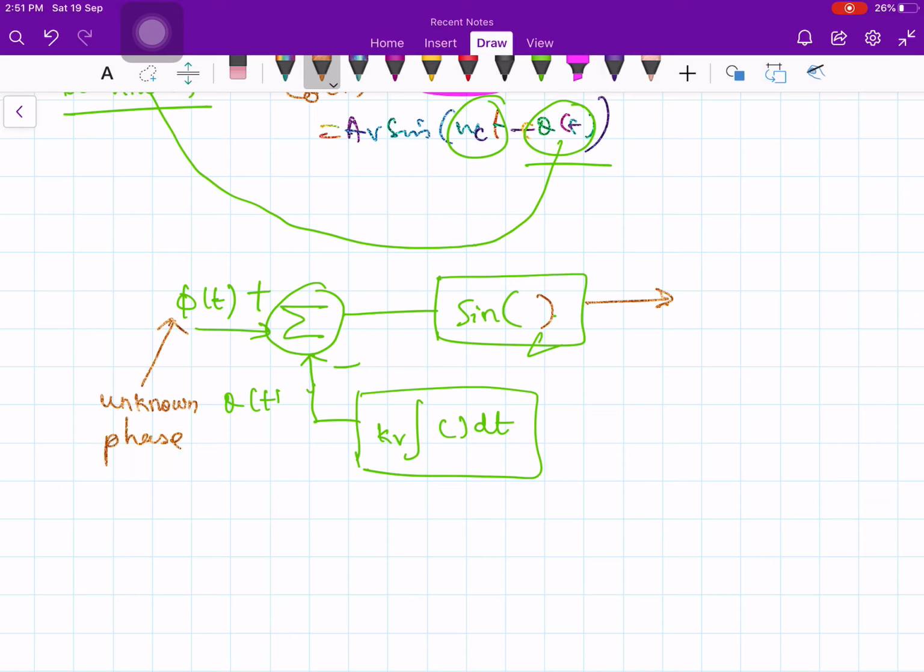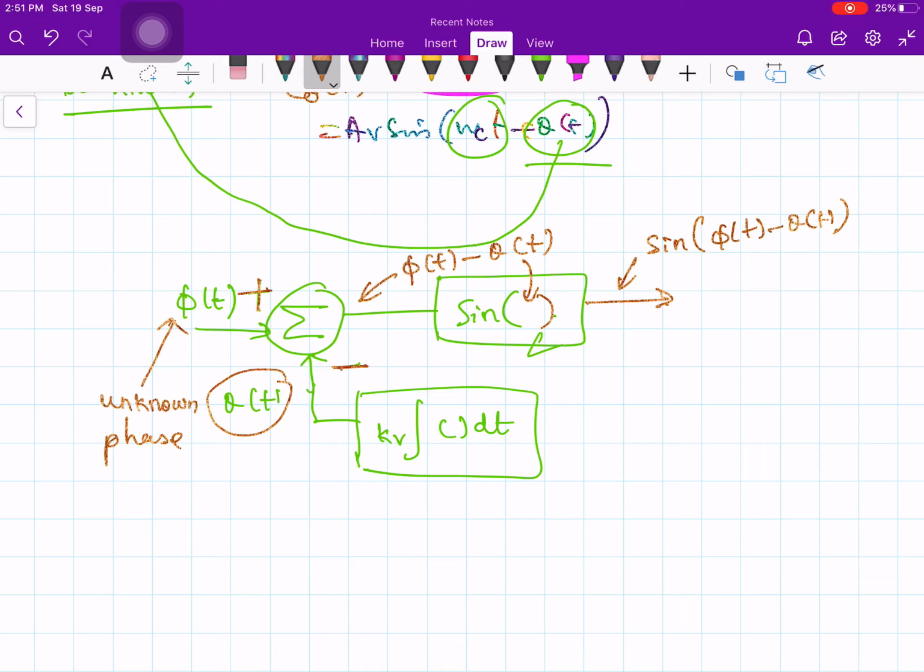I am not considering the carrier component, I am simply assuming that the input is phi of t and the output of my voltage controlled oscillator is theta of t. So I am putting minus here and plus here. Therefore at this point, phi of t minus theta of t. Now I am taking sine of this, so here I will get sine of phi of t minus theta of t.